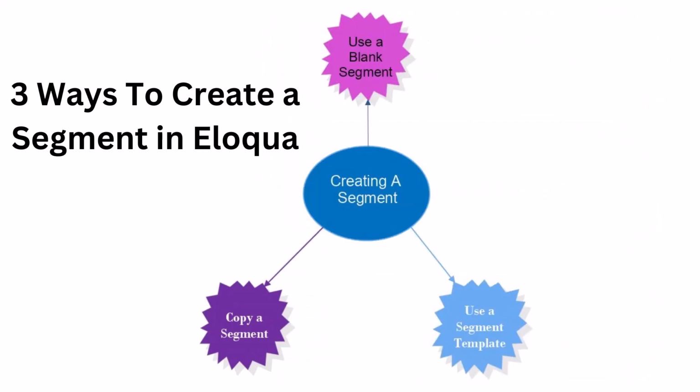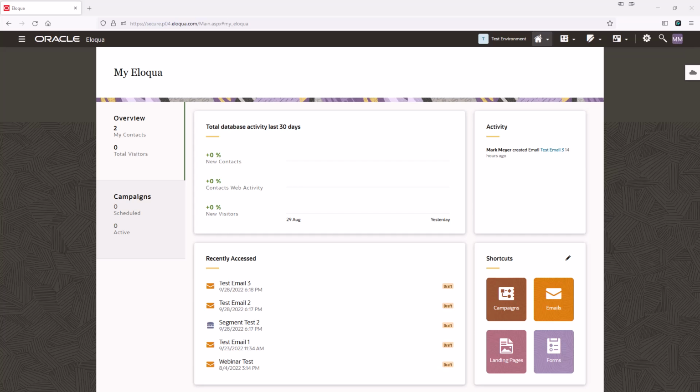There are 3 ways to create a segment within Eloqua. You can use a blank segment and then add the building blocks that we just talked about to that segment. You can use a segment template, or you can make a copy of an existing segment and make changes to it based on what you need. Now we will create a new segment in Eloqua and save it, and then go to the area where you can add the building blocks we talked about to this segment.